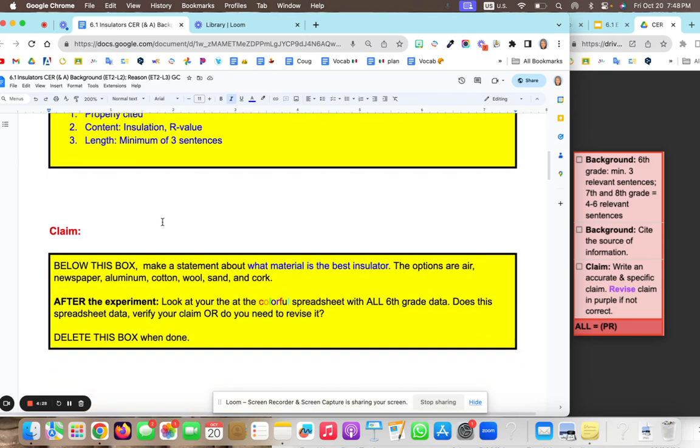And then the claim is just a simple statement. You're not explaining anything or your reason, because that would go in your reason section. It's just a simple statement about what material is the best insulator. The options in this are air, newspaper, aluminum, cotton, wool, sand, or cork. So you're going to make an initial claim, something like aluminum is the best insulator. Not explaining it, just a simple statement. It's just 1 sentence, very short, to the point. Okay, so hopefully that's helpful.